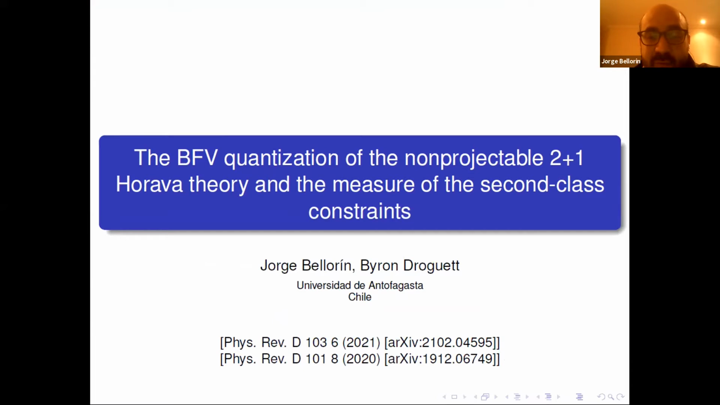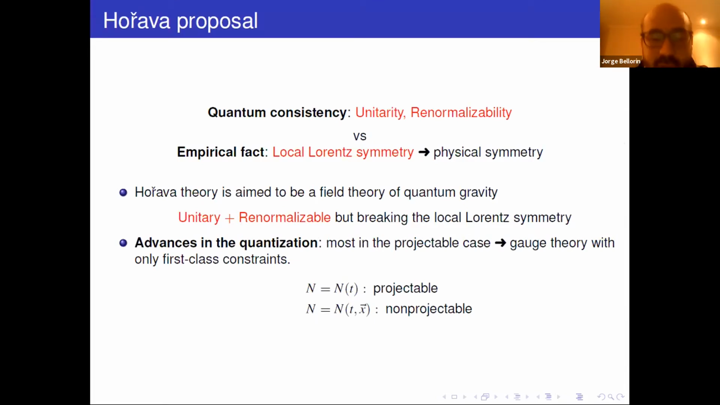This is work done in collaboration with my PhD student Byron Droguet, who is here in the audience and who is near to finishing his PhD degree. I'm going to talk about a very specific computation regarding the quantization of the non-projectable 2+1 Horava theory. Everyone knows that Horava theory has been proposed as a quantum theory of gravity, but I think several important problems of the theory remain to be solved.